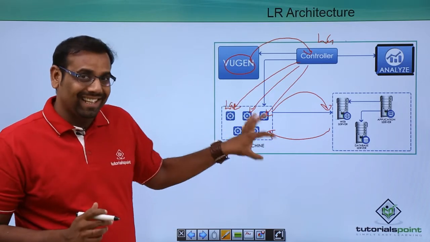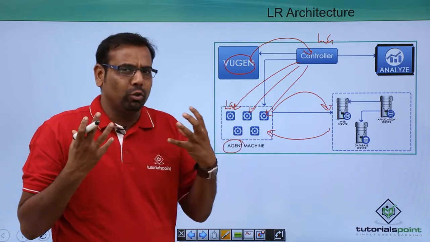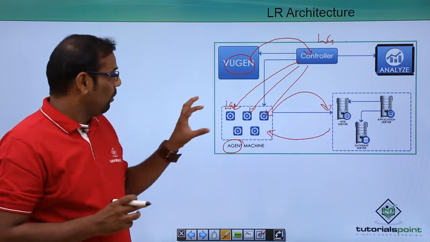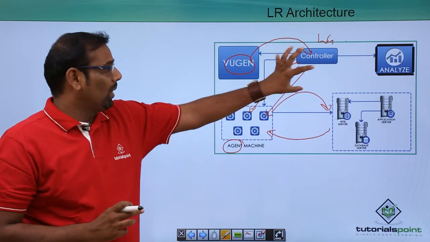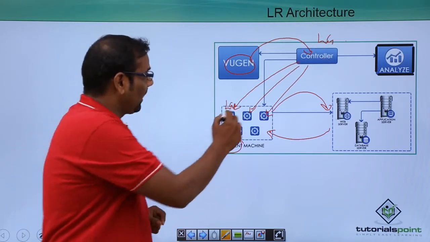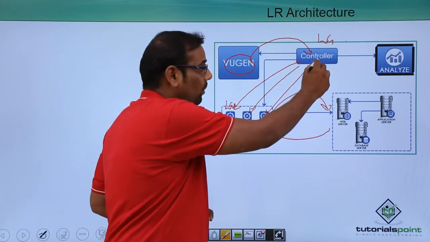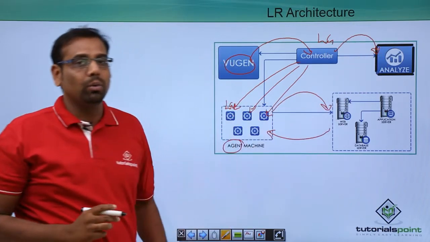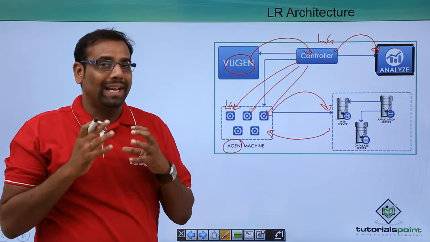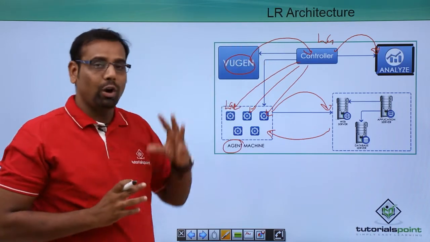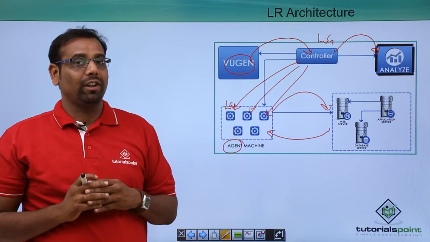And once the test is done, whether you're doing a load test or a stress test or a soak test, whatever it is, once the test scenario is completed, the results will go back to the controller, from which as a performance tester you will download to the tool called analysis to exactly figure out the bottleneck. This is what the architecture of LoadRunner looks like, guys.